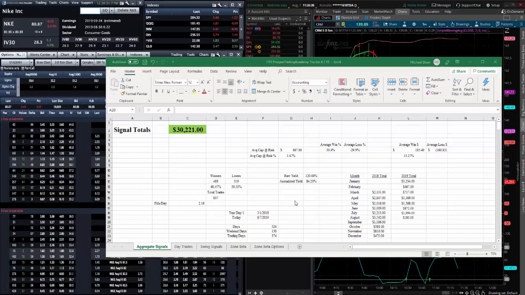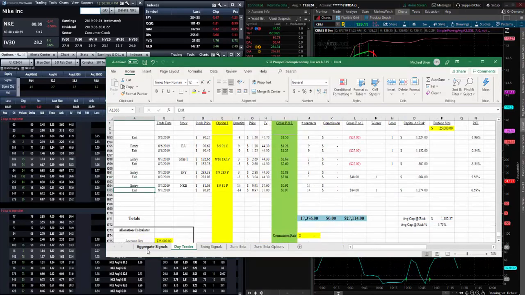You can either input your own trades or put in your own trades going forward, as opposed to trying to get in here. There are a couple of things, and the three tabs you're going to want to focus on are aggregate, day trades, and swing trades.